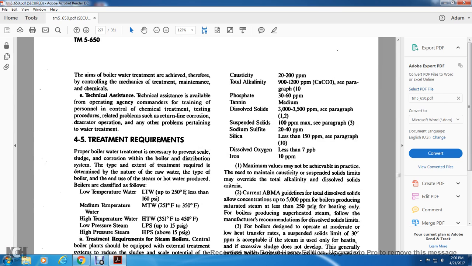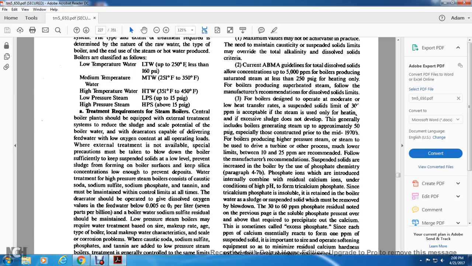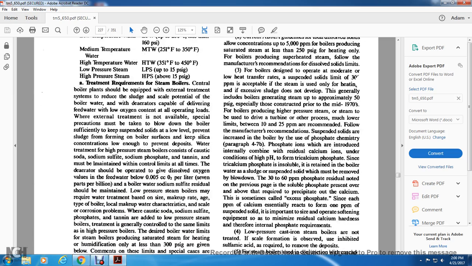Maximum value may not be achievable in practice, and the caustic and suspended solid limits must be maintained when they override the total alkalinity and dissolved solid criteria. The current ABMA guidelines limit total dissolved solids concentration to 5,000 parts per million for boilers producing saturated steam at less than 250 psi for the heating of the boilers producing superheated steam, following the manufacturer recommendation for dissolved solid steam.